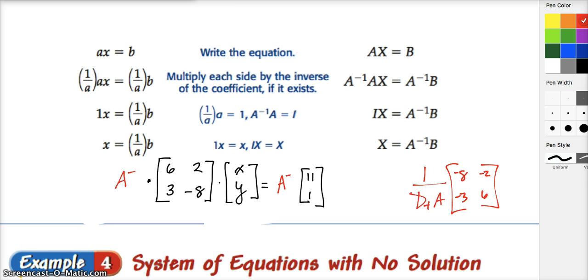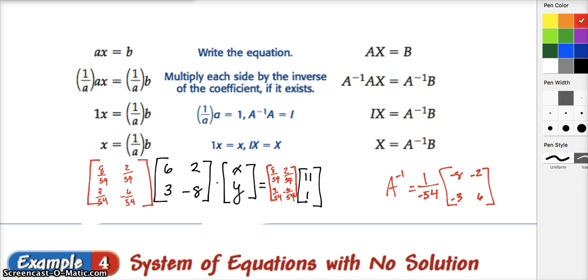What's the determinant of A? Well, it's going to be 6 times -8, which is -48, minus 6, which is -54. Let me try that one more time. Yeah, I believe it's -54. So that -54 becomes my denominator. And when I multiply everything, I get a +8 over 54 because the negatives cancel, 3 over 54, positive 2 over 54, and a -6 over 54.